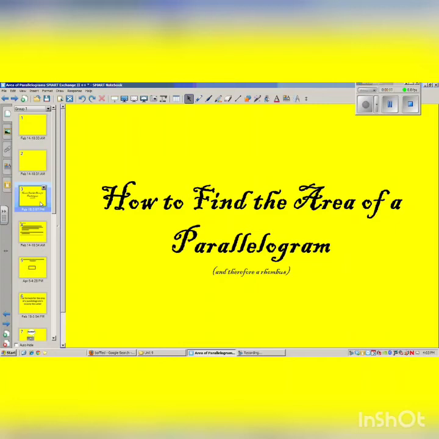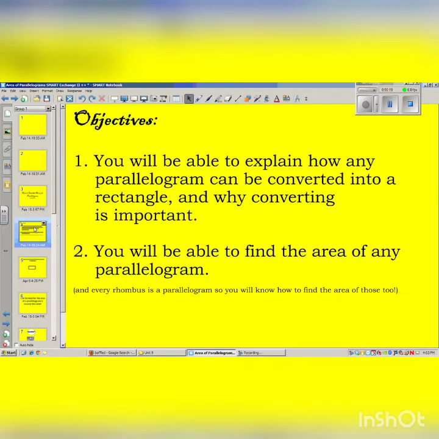How to find the area of a parallelogram, and therefore a rhombus. There are two objectives, two things you need to be able to do by the end of the lesson. Number one, you will be able to explain how any parallelogram can be converted into a rectangle and why converting is important. Number two, you will be able to find the area of any parallelogram. And every rhombus is a parallelogram, so you will know how to find the area of those too.